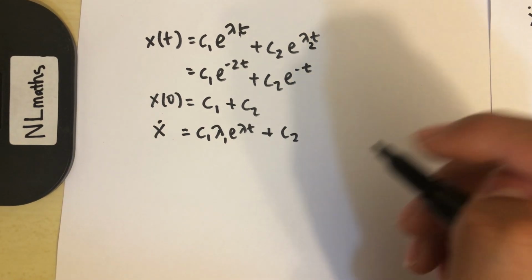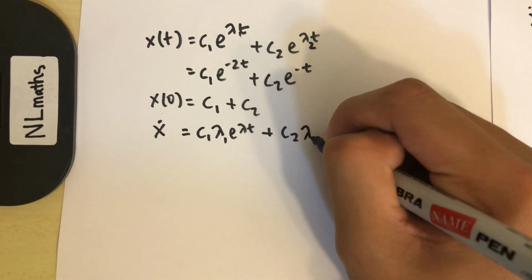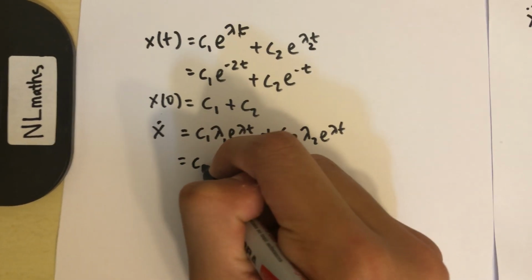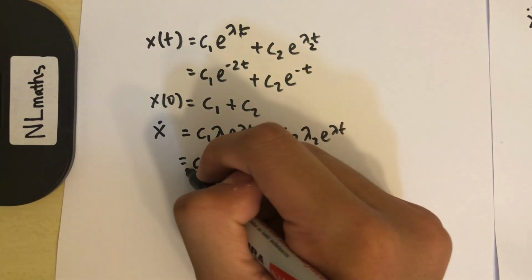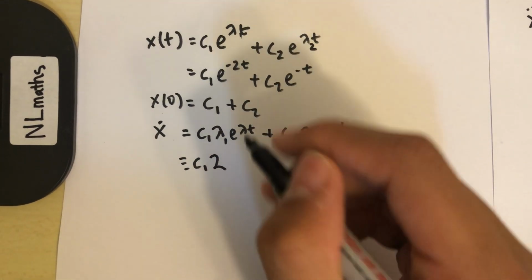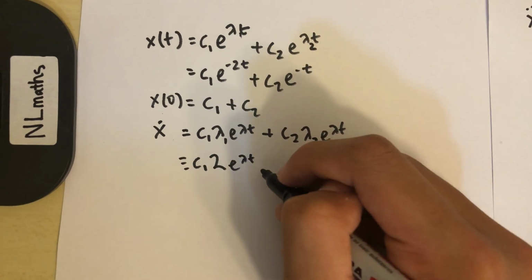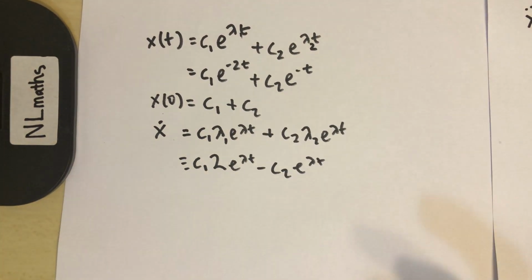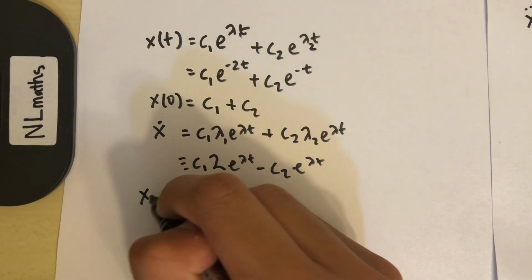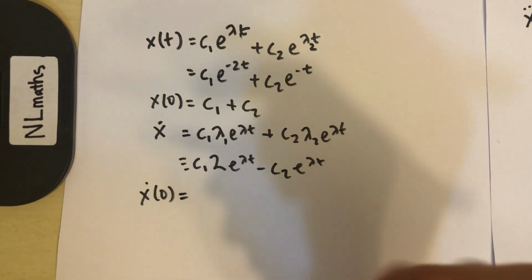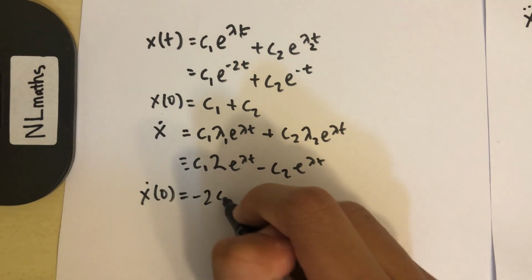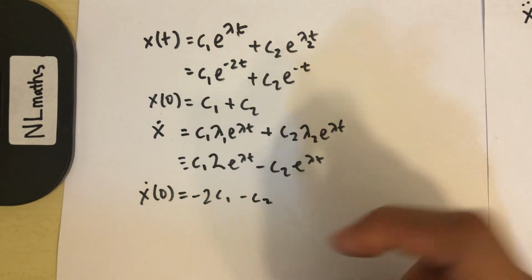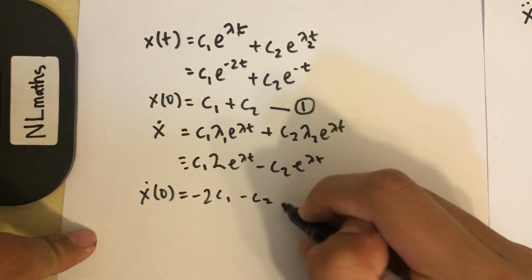Oh, I'm so sorry. Oh, wait, no, we can continue. Lambda 2 times e to lambda t. And we have lambda 1 and lambda 2. So that's going to be C1, and lambda 1 is negative, so negative C1 times 2 times e to lambda t. And then minus C2 e to lambda t. Okay, so then when x dot is at 0, this is going to be equal to -2C1, because the exponential goes to 1, minus C2. And we have a simultaneous equation.